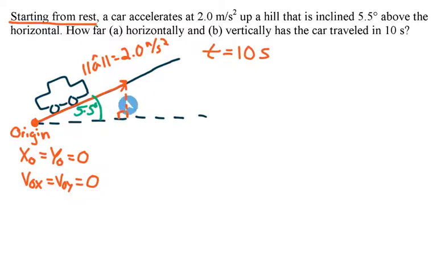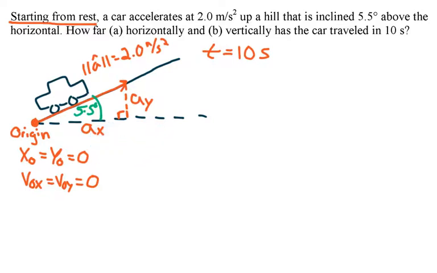Because this side of my triangle is up and down like my y-axis, when I solve for this side, it's going to be the y component of the acceleration, not the velocity in this case, because this vector is acceleration. Likewise, when I solve for this side of my triangle, it's left and right like my x-axis, so that is going to be the x component of my acceleration.